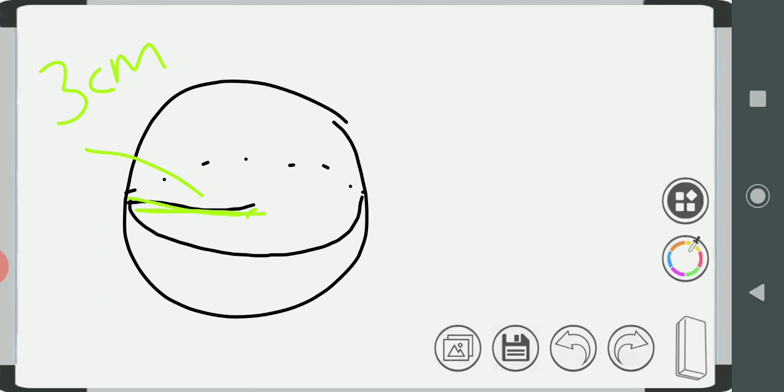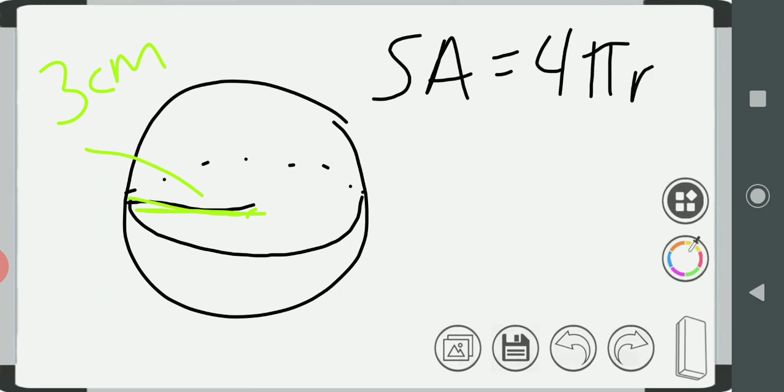But how do we find the surface area? If you had to paint the whole thing, how much paint would it take? How many square inches or square centimeters or square feet would you need to cover? Or if you wanted to wrap it in aluminum foil or whatever you want to do with that ball, what is the surface area of it?